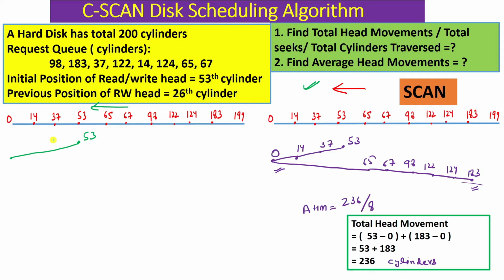So our 37 and 14 will be completed as we did in SCAN. Now we are reversing our direction, but in this direction we will not complete any request. So we will go till 199. In SCAN, when we were coming in this direction, we were fulfilling all these requests, but here we will not fulfill any request.